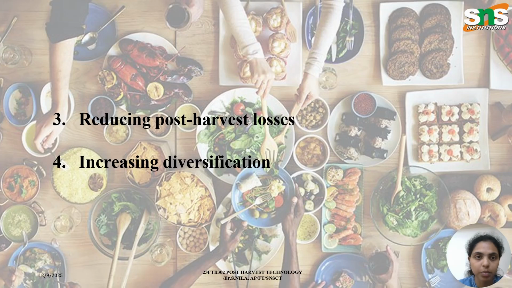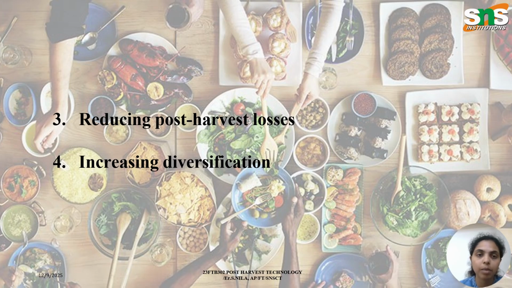Okay, so next one is reducing post-harvest losses and increasing diversification. So how can we reduce post-harvest losses? Technology and infrastructure could be a major thing which can influence post-harvest losses in a positive way. I mean, post-harvest losses can be highly reduced by using all these technologies and infrastructures. So, by investing in cold storage, proper ventilation, and efficient transportation to control temperature, humidity, and movement, we can, of course, reduce the post-harvest losses.